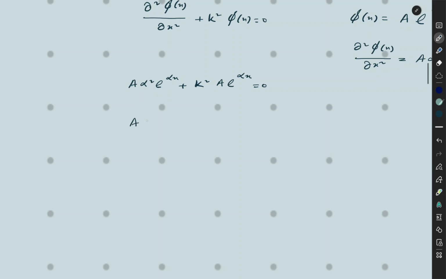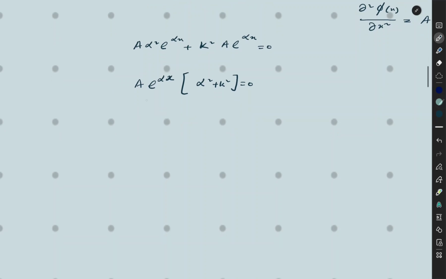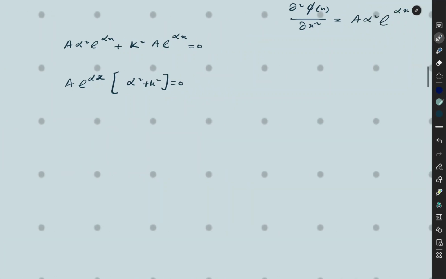So if we take A e to the power of alpha x common, then we will get alpha square plus k square equal to 0. Now if A e to the power of alpha x is 0, then it is a trivial solution. So this part needs to be 0. So if alpha square plus k square equal to 0, then alpha is equal to plus or minus iota k.